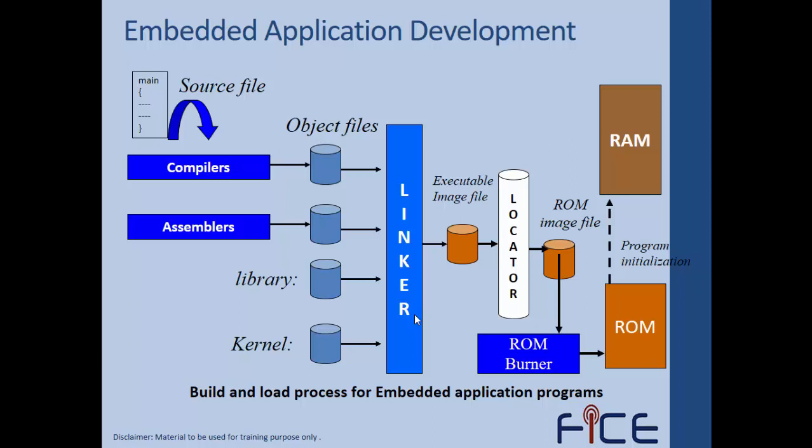Now that executable image file is given to the locator. The locator decides the memory where this image file is to be stored. Then we have the ROM image file, which is ready to be burned. The ROM burner will save this file into the ROM, that is, read only memory. Then whenever we start the system and execute things, this program or software, or we can say this file, goes to the RAM. So that is how this system works.